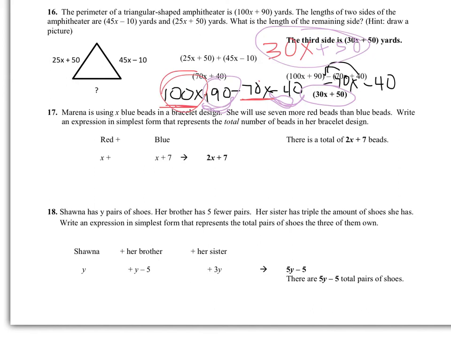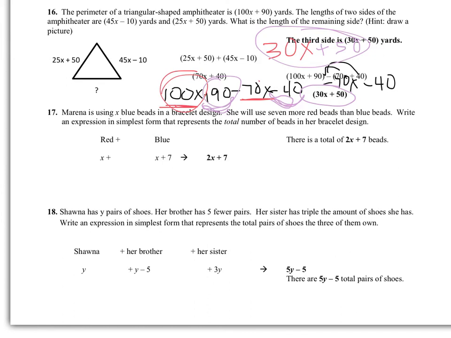Okie dokie. Number 17, Marina is using X blue beads in a bracelet design. She will use 7 more red beads than blue beads. Write an expression in simplest form that represents the total number of beads in her bracelet design. Okay, so go to Marina. X blue beads in her bracelet design, 7 more red beads than blue beads.